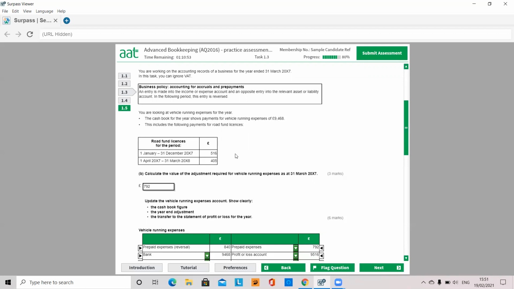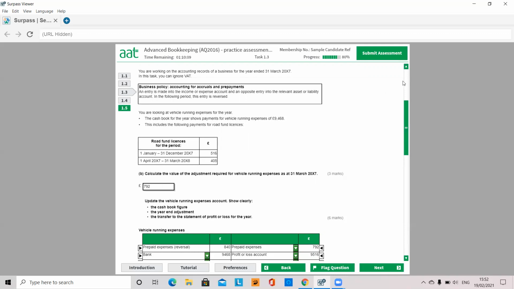We'll do it an easy way. So 516 divided by 12, so it's £43 a month. We've paid it all up front, so we need to work out the remaining months: April, May, June, July, August up to December is 9 months. So times 9 is £387. So we've prepaid £387 out of this. So 387 plus the 405 means that we've prepaid £792. We've prepaid it, so we need to take it off. So we're going to credit the expense and debit prepayments.